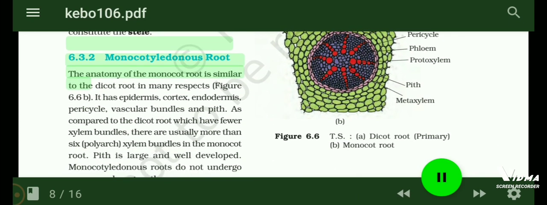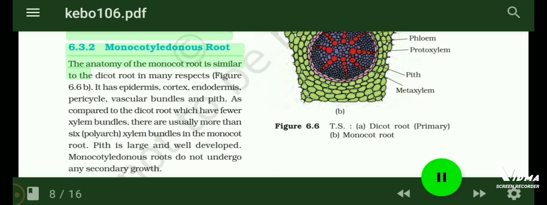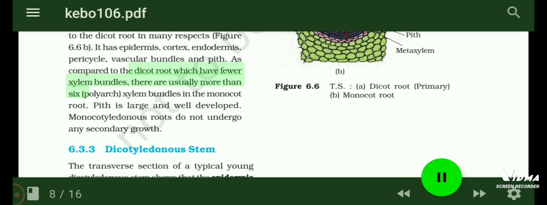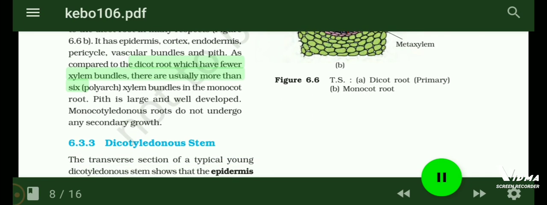6.3.2 Monocotyledonous root. The anatomy of the monocot root is similar to the dicot root in many respects. Figure 6.6b. It has epidermis, cortex, endodermis, pericycle, vascular bundles and pith. As compared to the dicot root which has fewer xylem bundles, there are usually more than 6 polyarch xylem bundles in the monocot root. Pith is large and well developed. Monocotyledonous roots do not undergo any secondary growth.